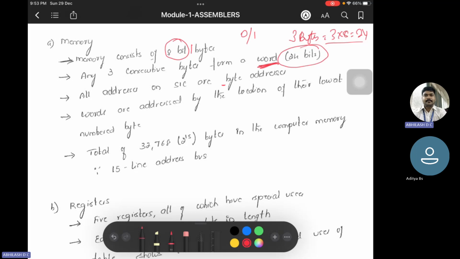All addresses on SIC are byte addresses. Words are addressed by the location of their lowest numbered byte. Okay, so words are addressed by their lowest address byte. So overall, we have a memory of 2 power 15, that is 32,768 bytes of memory space. As it is 2 power 15, we can take care of 15 address lines.